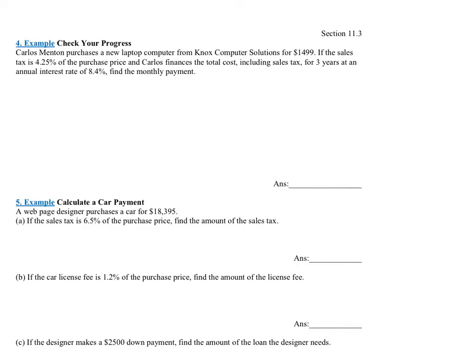So this one's a little bit different. We do know that we're going to be using that payment formula, so let's write it down. Payment equals A times R over N, all over 1 minus 1 plus R over N to the negative NT, as we saw on the previous page. That's going to be our payment formula. Again here, the important thing is to know that A is the loan amount, not the cost of the item. So if we want to find out what A is, we have to do some work.